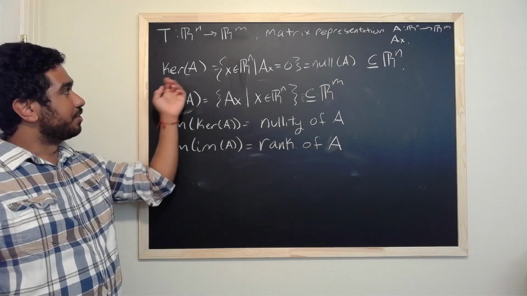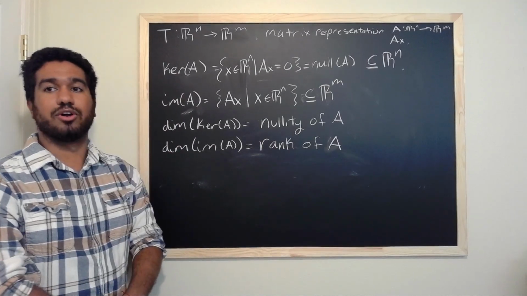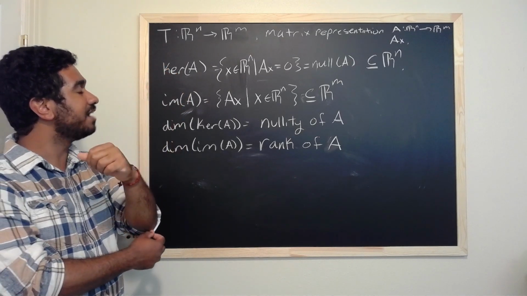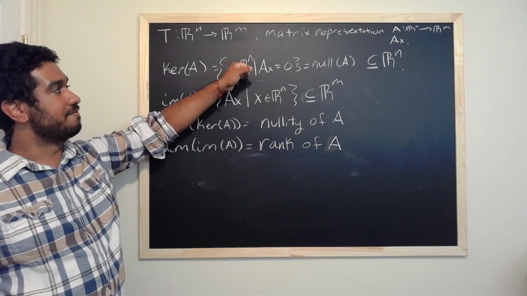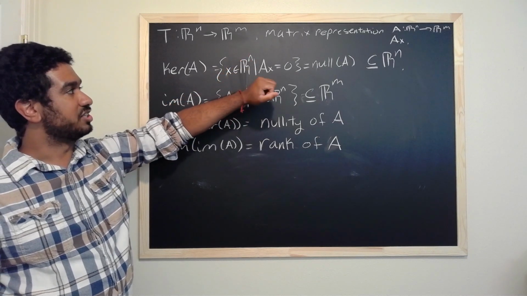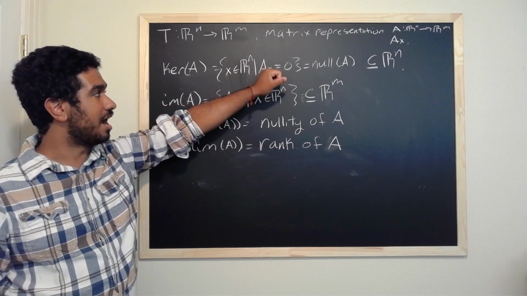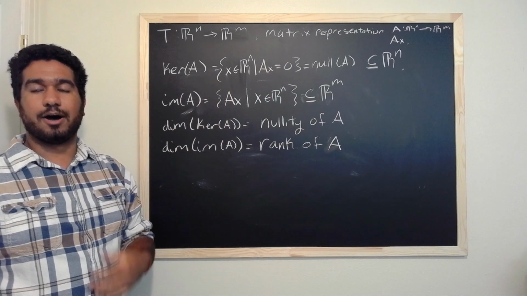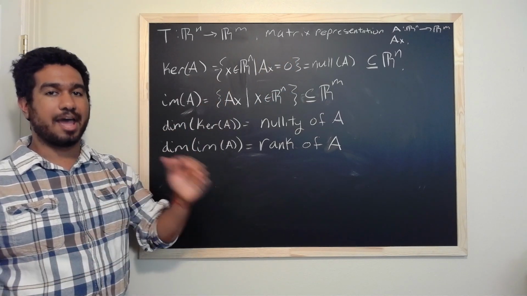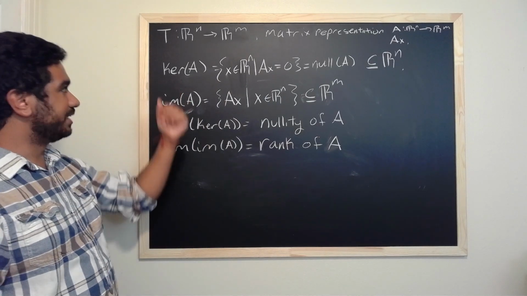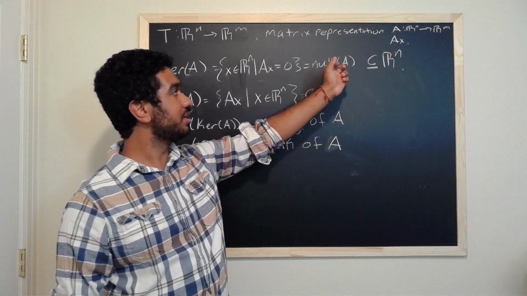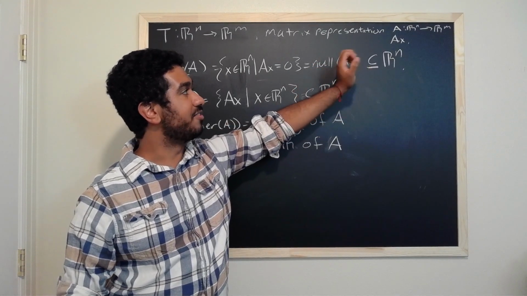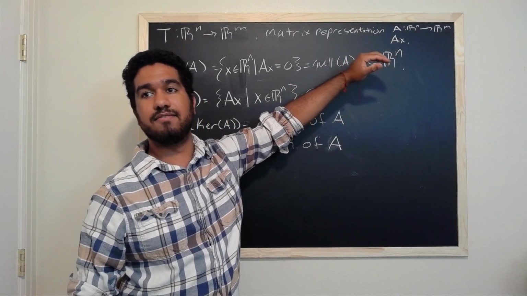So to begin, we have the kernel of our linear transformation, so our kernel of A. This is denoted by ker, K-E-R of A. This is the set of all vectors in Rn such that our matrix A times that vector X is equal to the zero vector living in m-dimensional real space. Another way to denote the kernel is the null space of A, so written as null of A. And as a reminder, this is a subspace of Rn.